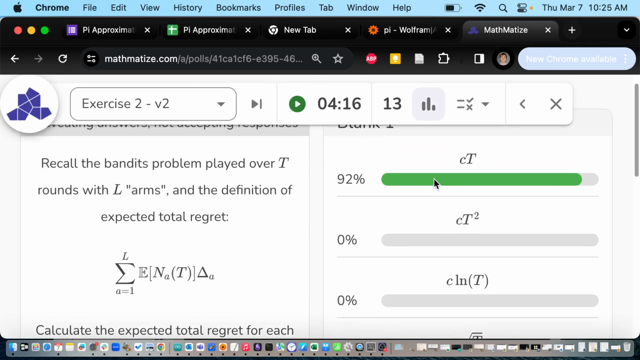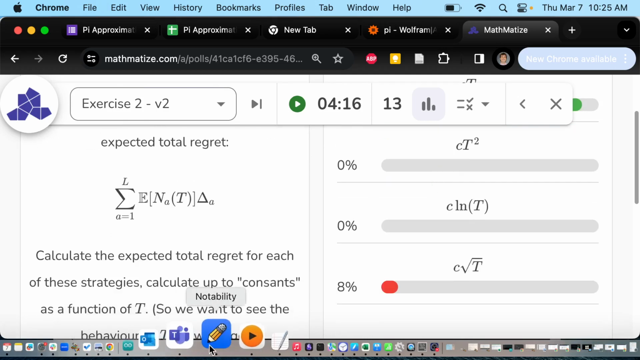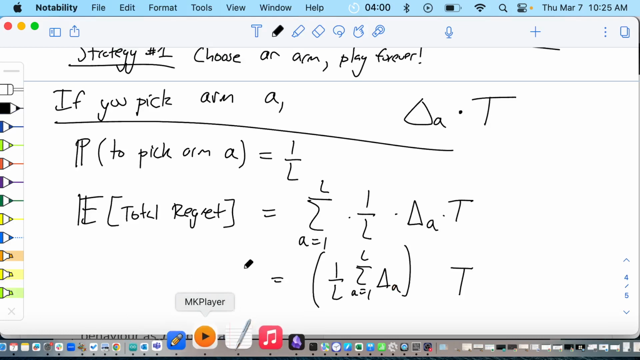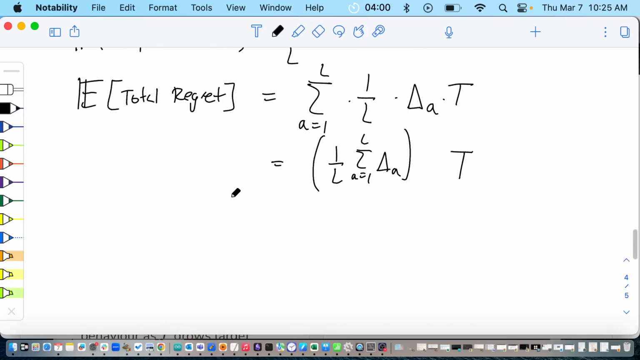I guess, how's that 92%? Okay, maybe I'm just bad at arithmetic. Okay, let's not do fractions in our head. It is C times T again. Did anybody calculate what the constant C is? Did anyone do it? Or have an argument of what it should be?